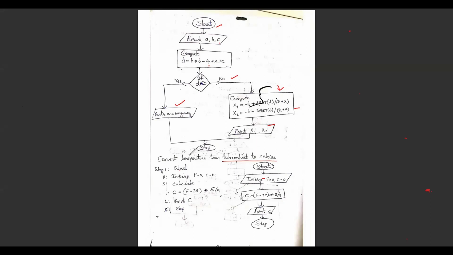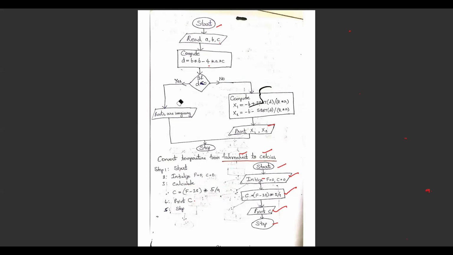Okay. And next point is you're going to convert your temperature from Fahrenheit to Celsius. So you're going to start, Fahrenheit initially you're going to take 0, Celsius also 0. You're going to calculate Celsius. So this is the formula to convert your Fahrenheit to Celsius: F minus 32 into 5 by 9. This is a standard formula. So start, you're going to initialize these two, and you're going to compute C value, and you're going to print that C. Where C value, if you take this Fahrenheit and substitute here, you'll get the Celsius. Okay, so this is how you're going to work with this problem.